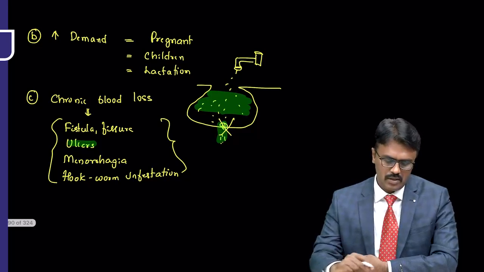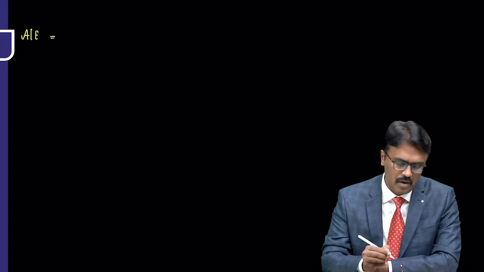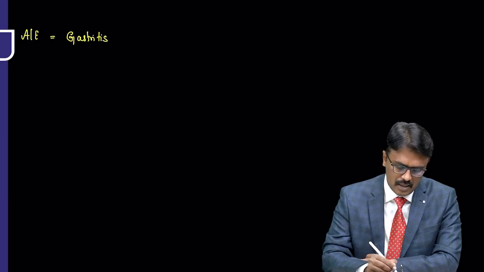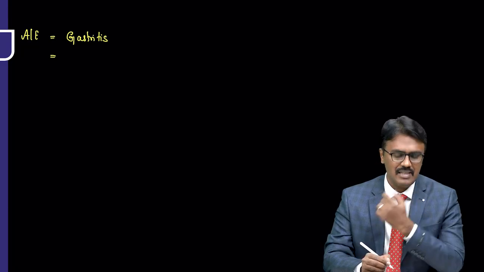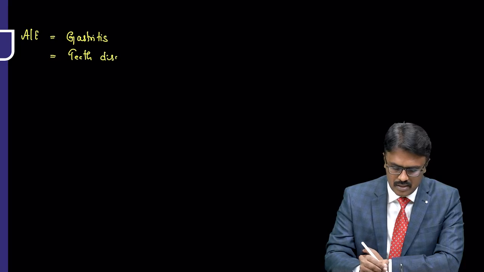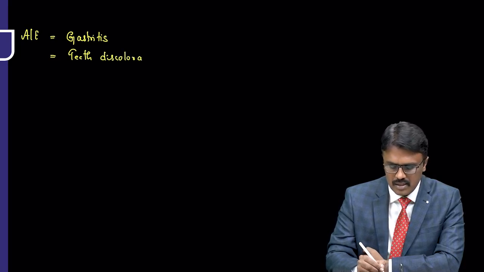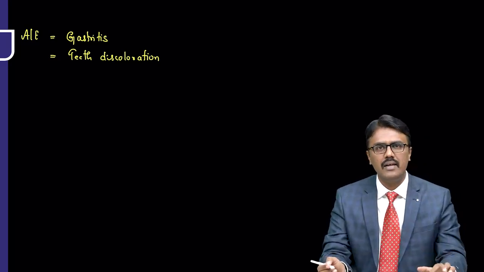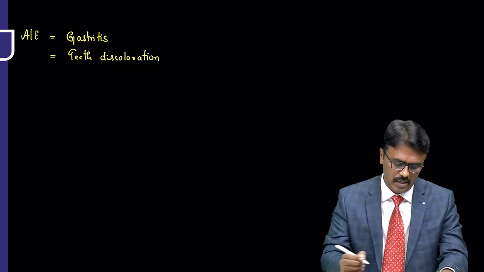So once we understood the application of oral iron therapy, what are the adverse effects when we give this iron orally? Obviously, the patient will complain of gastritis, the most common problem. Second, it can cause teeth discoloration. The teeth will get discolored because when they drink iron syrup, it can stain their teeth. So you should tell the patient about that.